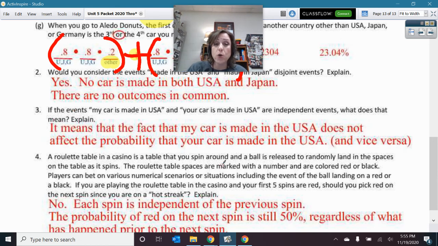So don't say what I've seen people say today: one thing doesn't affect the other. We need to fix that. It's not just that one thing does not affect the other. That's not entirely everything that's important. It does not change the probability of what's happening to the next car.